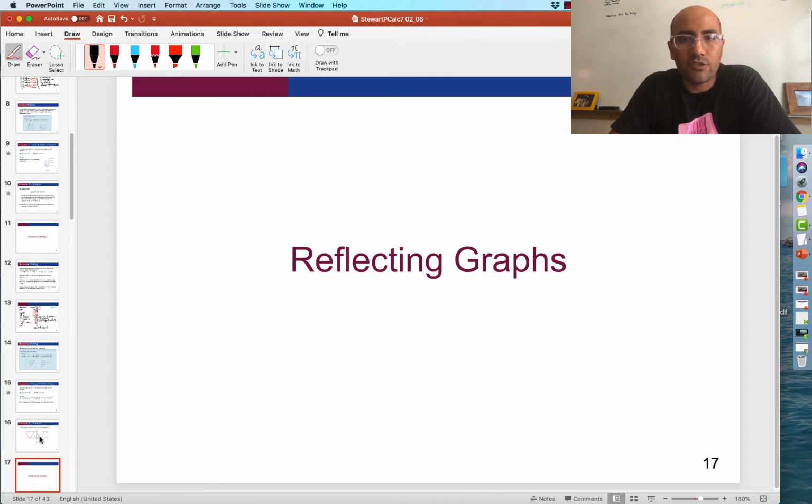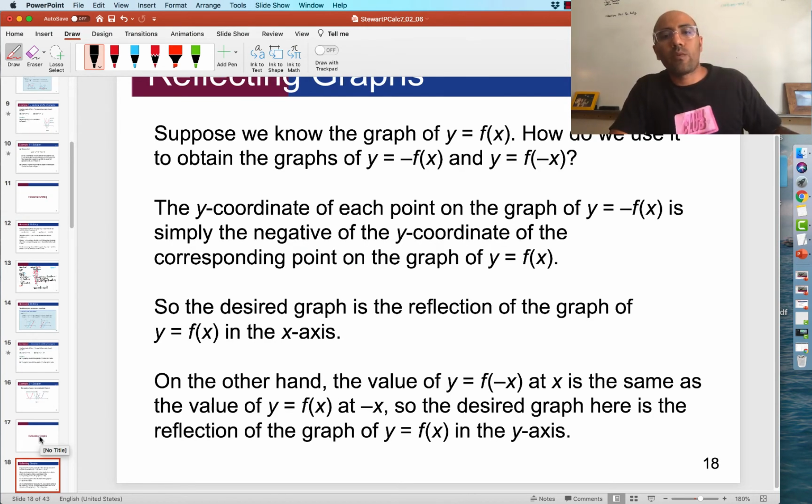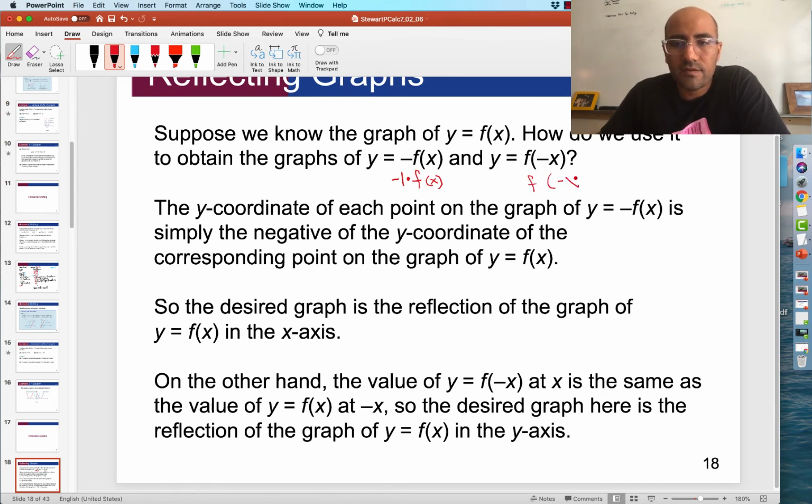Good. Okay, now reflections. Suppose that we want to look at what happens when we multiply a standard function by negative 1 as compared to evaluating the function at negative x. Whenever we see negative f of x or f of negative x, remember we can always think of the first as negative 1 times f of x. And this one we can always consider as f of negative x.